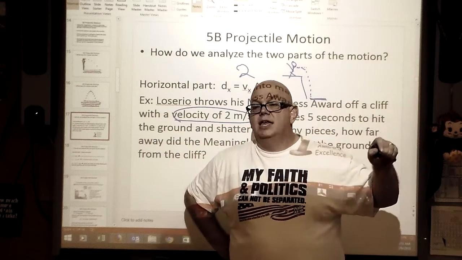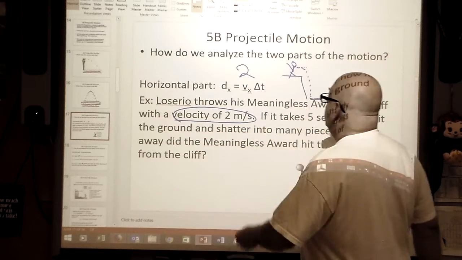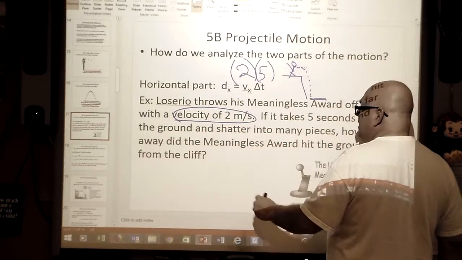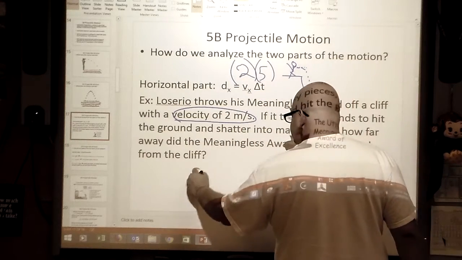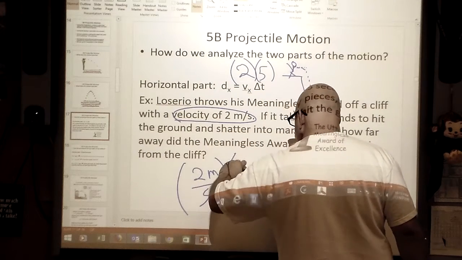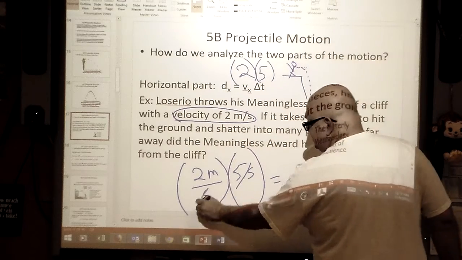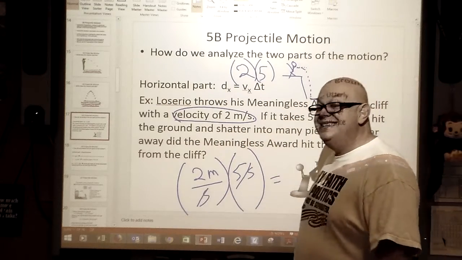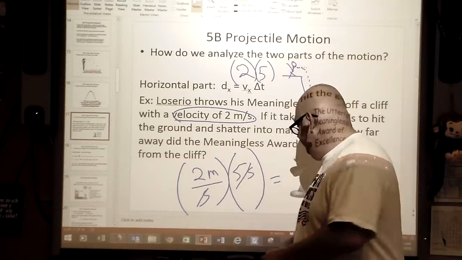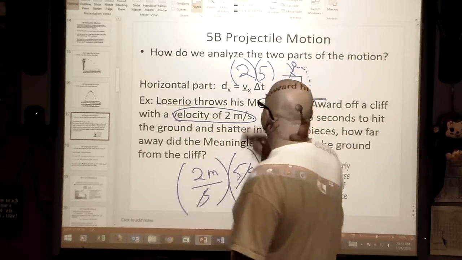5 seconds minus 0 seconds gets us 5. That's our delta t. Okay? So now we can plug that in. So 2 times 5, and that gives us, okay, let's see, 2 meters per second multiplied by 5 seconds. Notice how the seconds cancel out, so I am left with a distance in meters. 2 times 5 is 10 meters away from the cliff. Yeah, isn't that sweet?